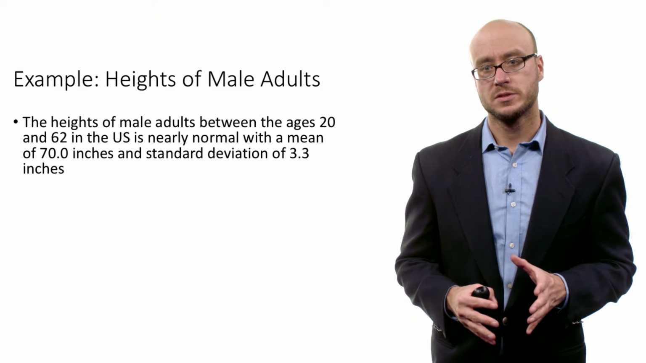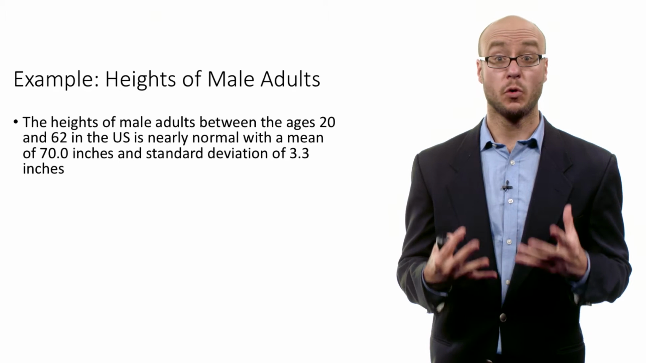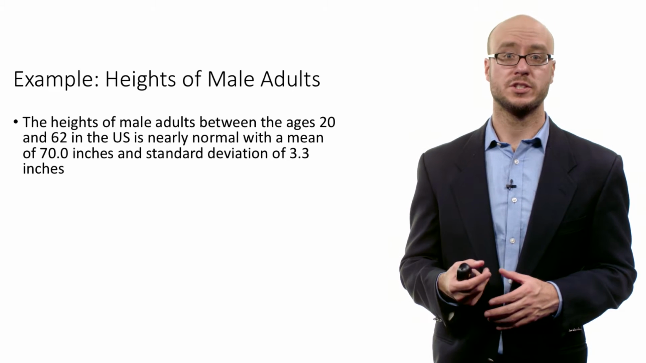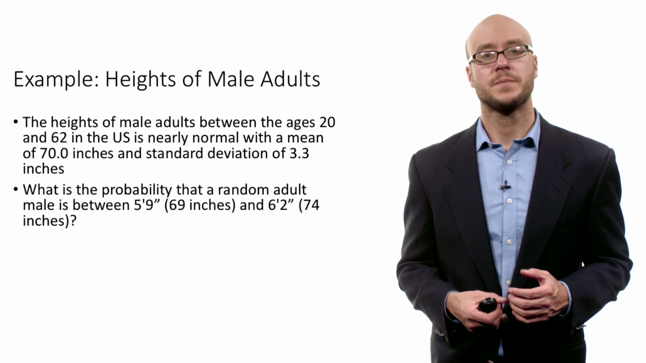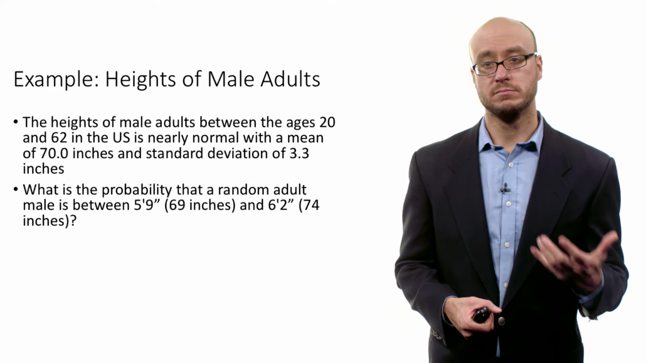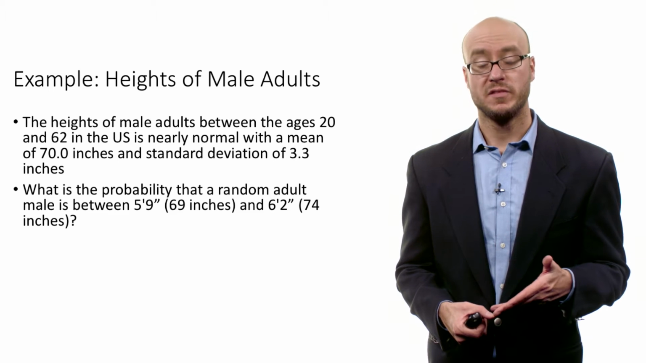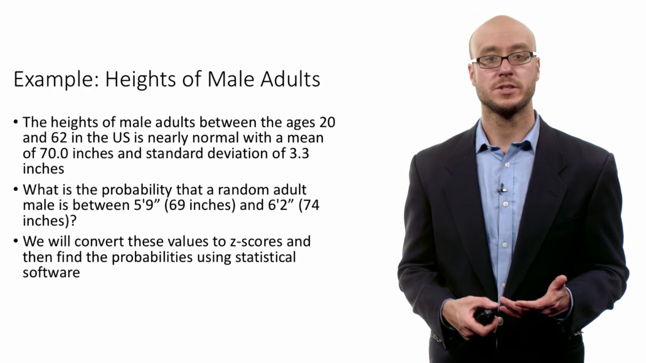The heights of male adults between the ages of 20 and 62 in the United States is approximately normal, with a mean mu of 70 inches and a standard deviation sigma of 3.3 inches. We might ask, what is the probability that a random adult male is between 69 inches and 74 inches, or 5 foot 9 inches and 6 foot 2 inches?